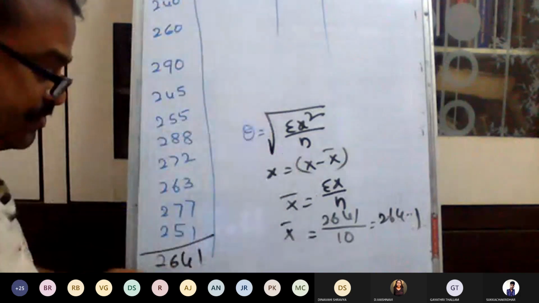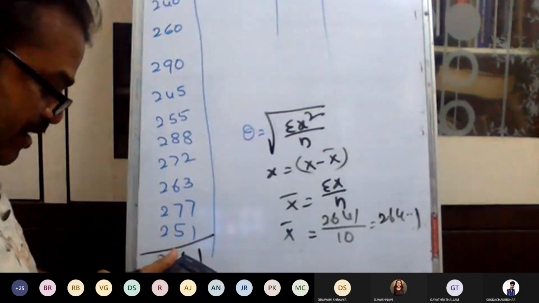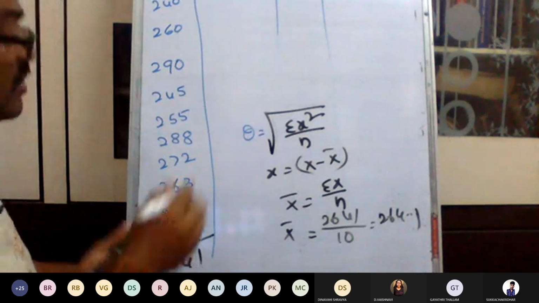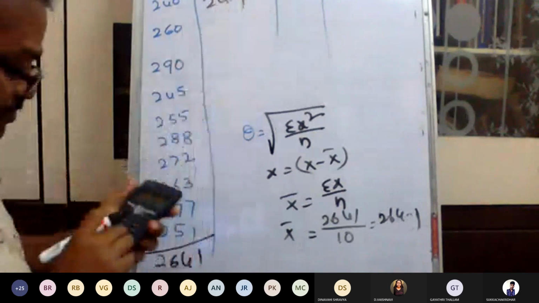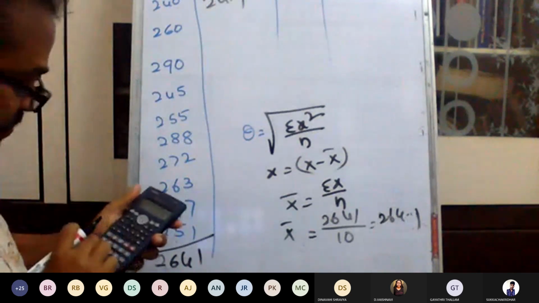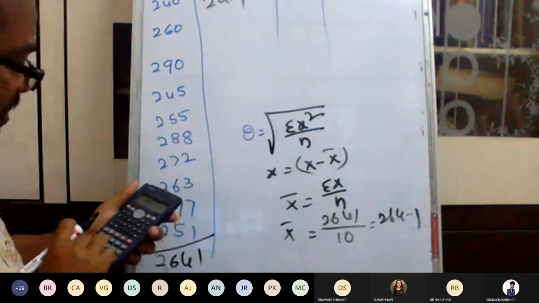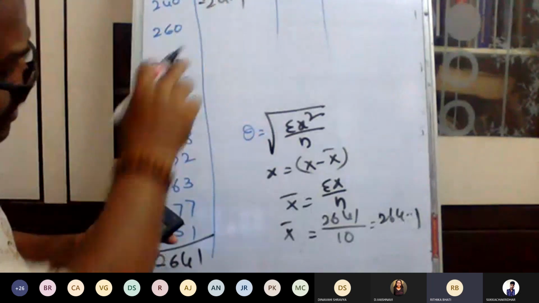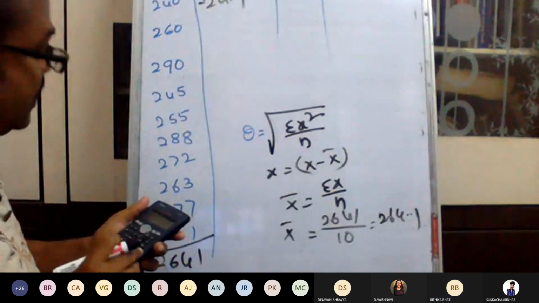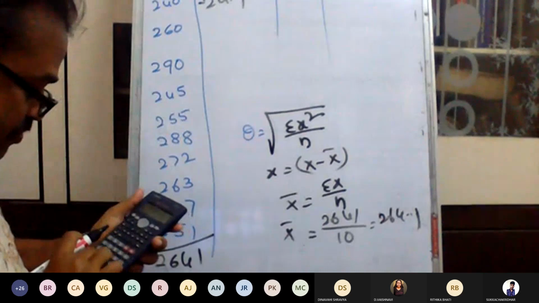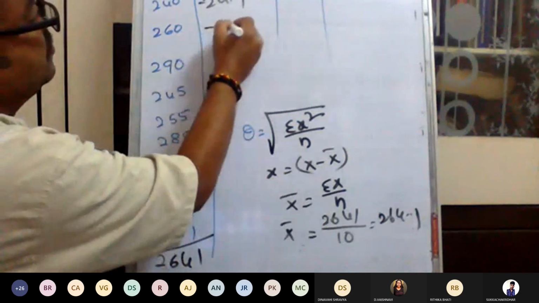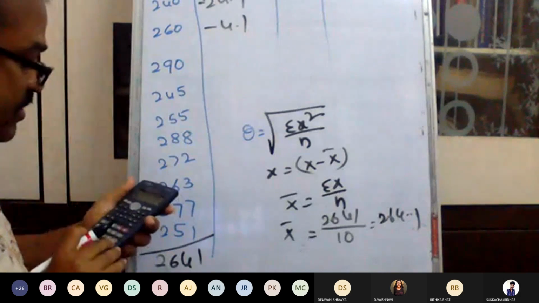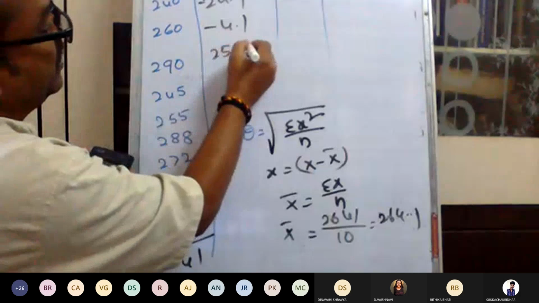So 240 minus 264.1 equals minus 24.1. Sir, it is minus 24.1. Yes, minus. Any of these values we will square. 260 minus 264.1, so minus 4.1. 290 minus 264.1 is equal to 25.9.